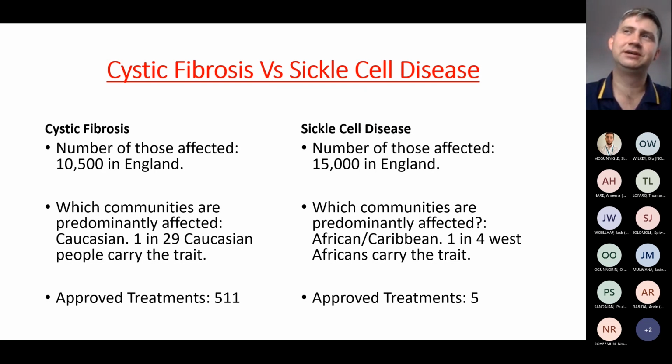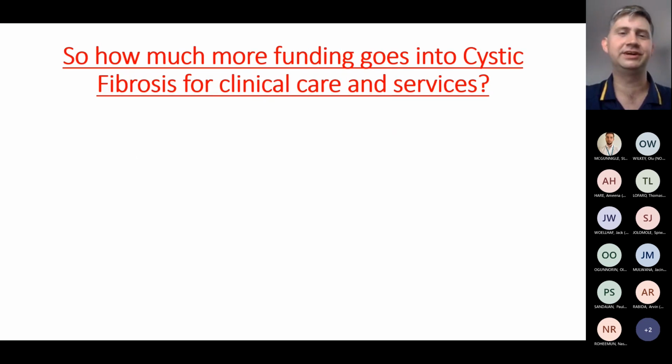So that makes you wonder, is there more funding and more research happening by big pharma? Is that happening because of a racial thing? Is it happening because of just more interest in certain conditions? Is there more money in one than the other? Who knows? So, question for you guys: how much more funding as a percentage goes into cystic fibrosis for clinical care and services compared to sickle cell disease?